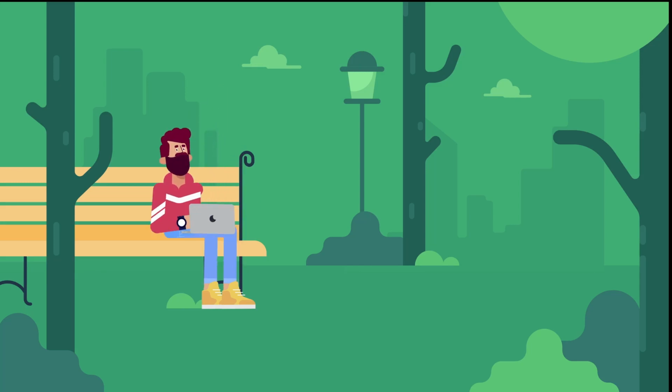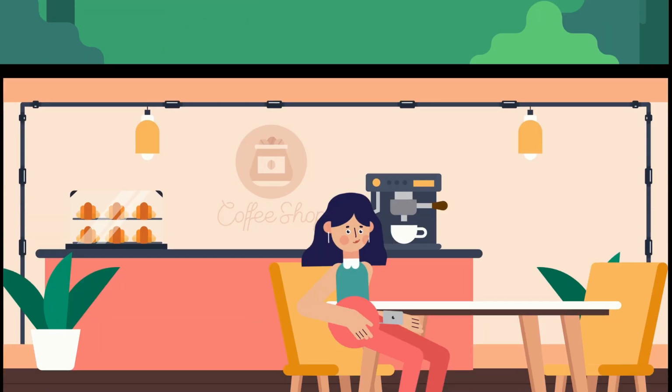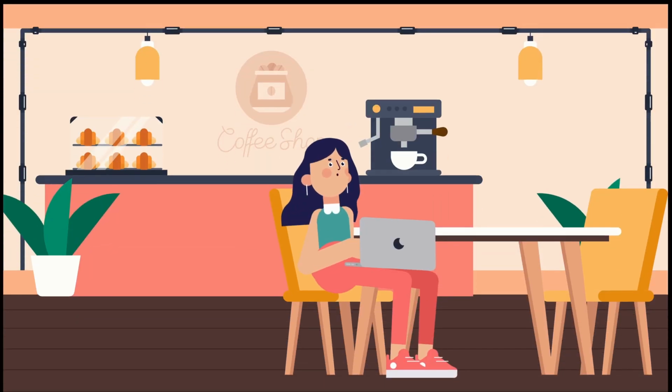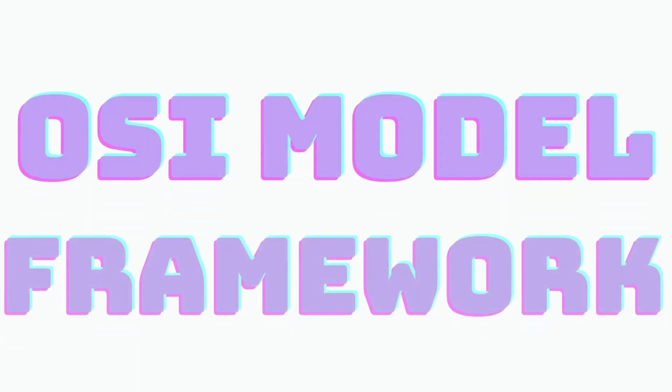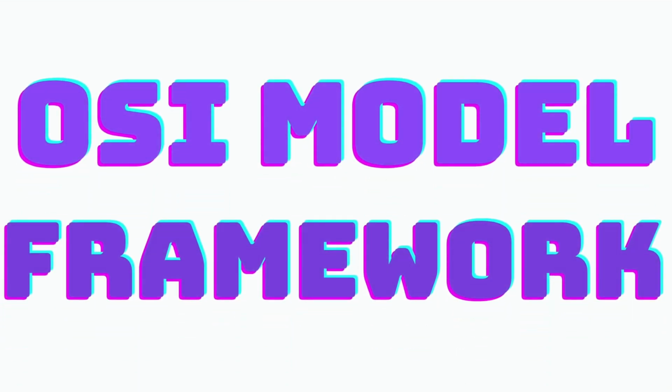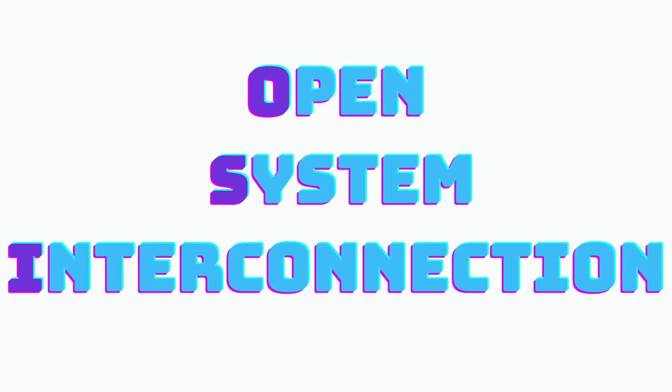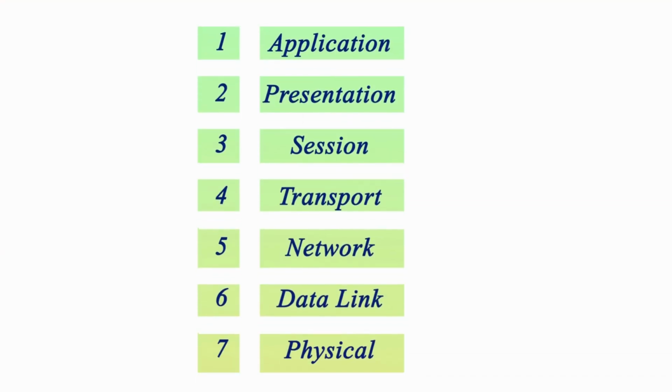Have you ever wondered how you can browse a website or send an email from your laptop? To help us understand this process, we use the OSI Model Framework. OSI stands for Open System Interconnection. Let's see what these 7 layers are.